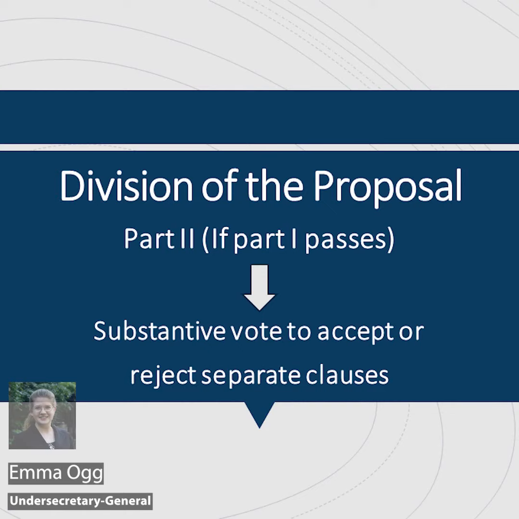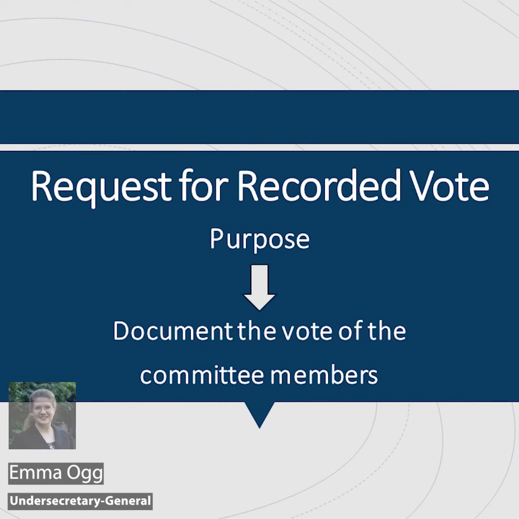However, given that this is really used to highlight clauses and to showcase their importance, usually we would expect that second vote would also pass if the first part did. And the third motion used during voting procedure is request for a recorded vote. Now, this is different from previous years. In previous years, there was an option to adopt by acclamation, and that was made as an actual motion.